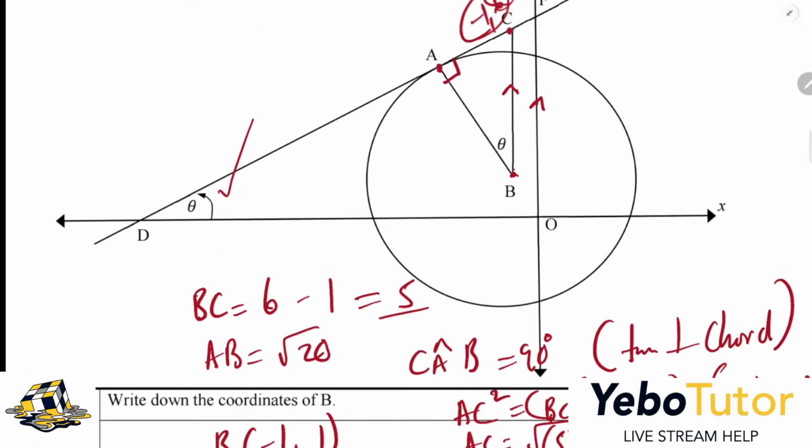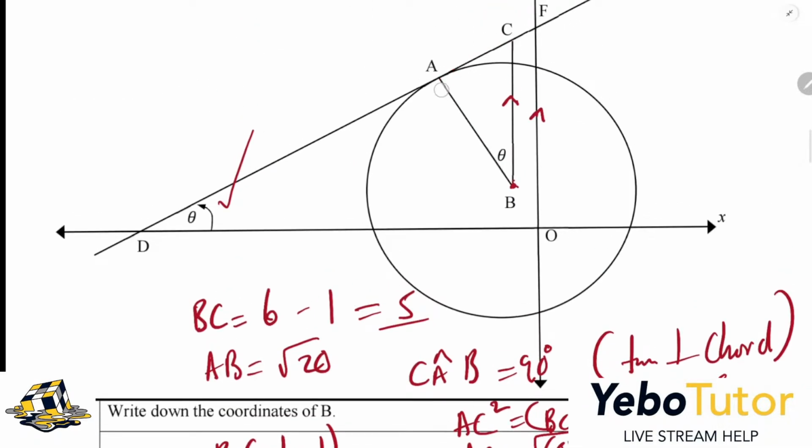Let me repeat this one. You are given the coordinates of point C, which is (-1, 6). So we can now find the length between B and C, and our BC was 6 minus 1, which is equal to 5. Then from that point, we can see that this is 90 degrees because it's a tangent. This is the tangent which we are looking at, which is perpendicular to this specific radius there. So this is 90 degrees.